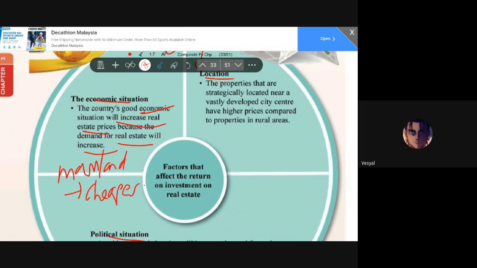Because the island, now we know, is getting more expensive, so higher cost of living. So that's why we know that the ROI will drop. It should drop in Penang, on the island. So that's how it affects.